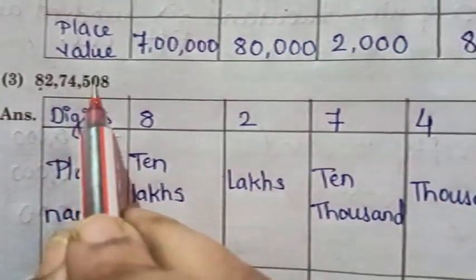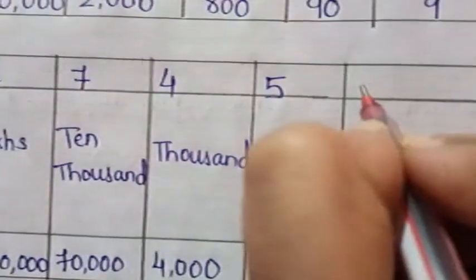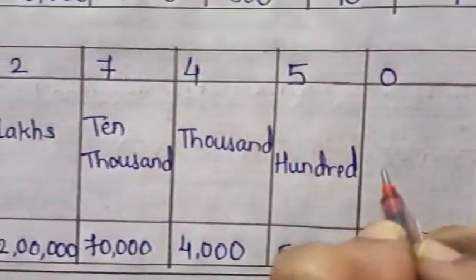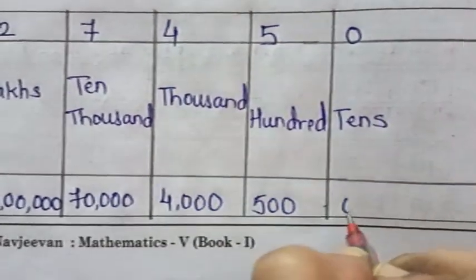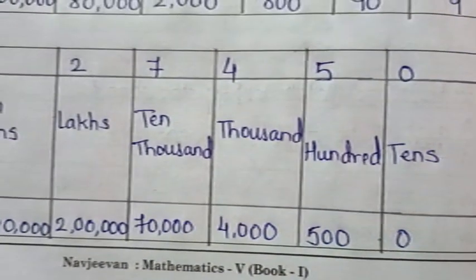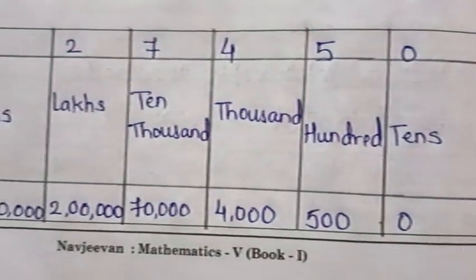Now students, the next number is 0. So you will write here 0. It is at which place? Tens place, and its value will be 0. Because it's 0, so you will write its value as 0 only.